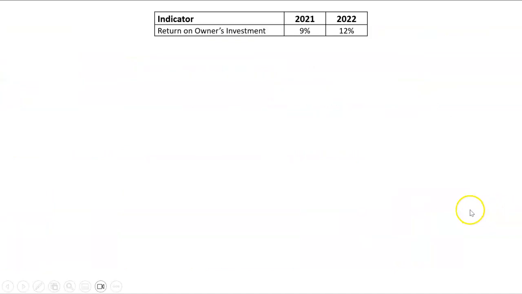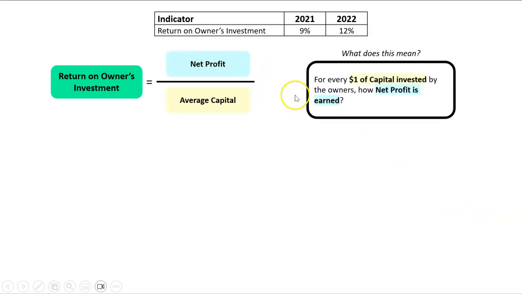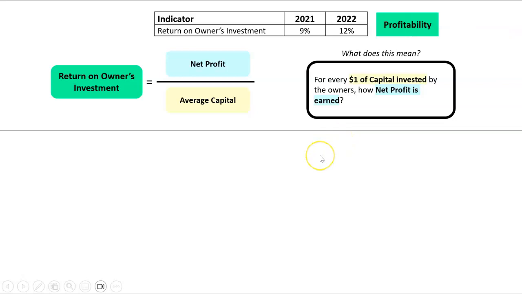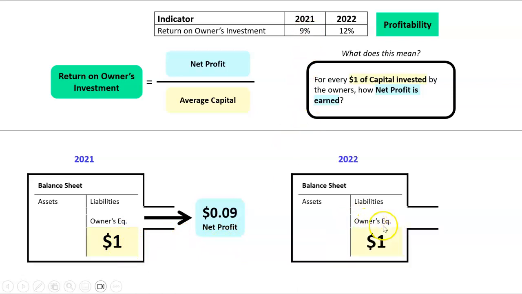And finally, we've got our return on owner's investment, and that is our net profit divided by average capital. It tells us for every dollar of capital invested by the owners, how much net profit is earned. And this is a profitability indicator. So in 2021, if the owners had $1 of capital invested in the business, because we said a business is just a series of assets, liabilities, and owner's equity, for every dollar you put in, the business was generating 9 cents or 9% net profit. In 2022, for every dollar of capital the owners had invested, it was now generating 12 cents in net profit. So that's a good trend.